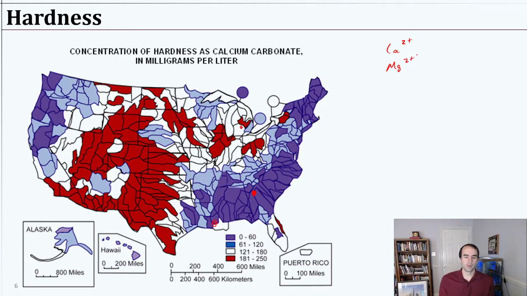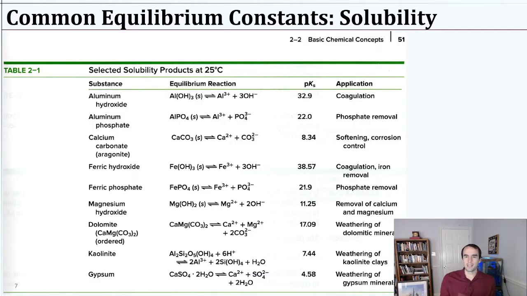Those are the major minerals that we're talking about. Of course, there's other stuff too. Okay, so speaking of solubility, that's the next topic I want to deal with. And here we have a table from our book, all sorts of different types of minerals and their equilibrium reactions. And what you'll see here is we're looking at solids for the most part. So we have a solid aluminum hydroxide in equilibrium with Al3+ and OH-.